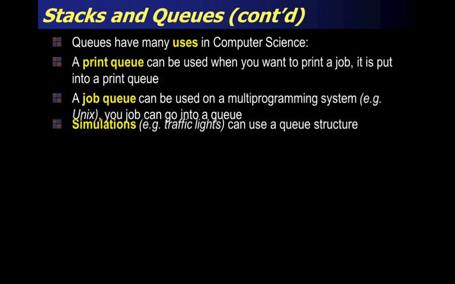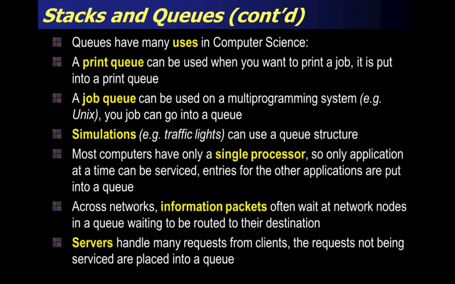But the queue object has many uses in computer science. That printer uses a queue. Maybe you've seen that on your computer, the print queue. The printer is a lineup. It just keeps track of print jobs as they line up. Simulations, like traffic simulations, obviously with a traffic light, you might need a queue object.